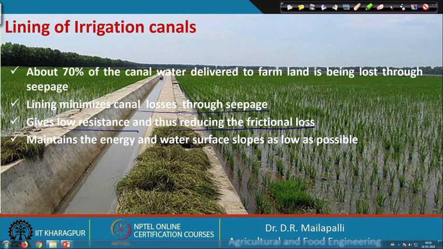So, compared to unlined channels, the lining will give low resistance, so that the frictional losses can be reduced, and you can have the desired flow discharge at the tail end, and maintains the energy and water surface slopes as low as possible. Since the friction losses are low, the energy and water surface slopes are minimum in this case, and the lining also minimizes channel erosion, so the channel erosion will be prevented.